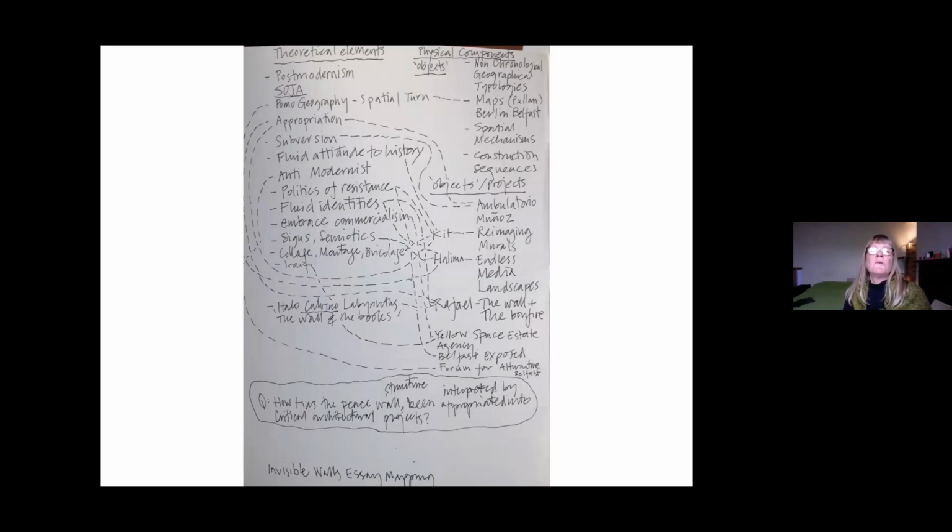So here we have some more mappings where I took the theoretical elements, let's say, of Soja's postmodern geographies, the spatial turn. What Soja was interested in was this moment, in the late 80s, where people started to look at spaces and how spaces related to each other rather than the history of things. So instead of treating culture as a sequence of events that happened one after the other, Soja was more interested in the spatial relationships between one thing and another, and what that might tell us.